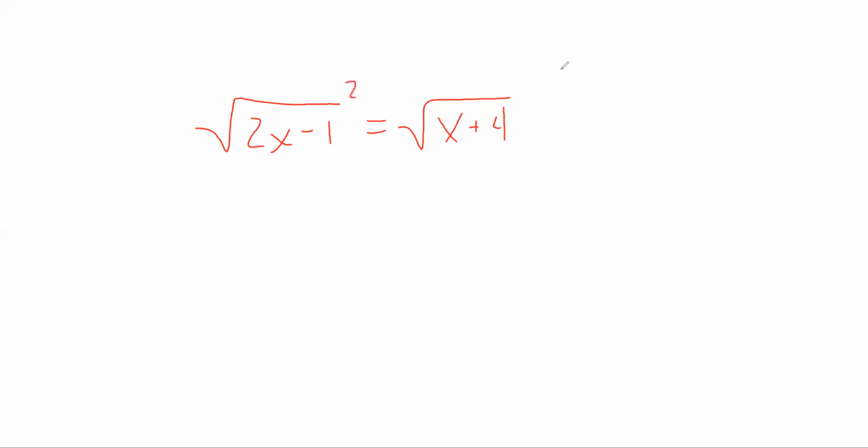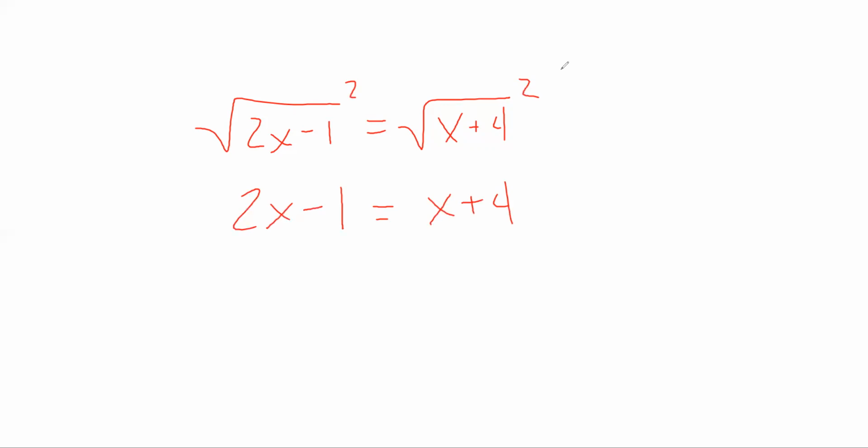So I'm going to square this side and I'm going to square this side, and it gets rid of both square roots. So I get 2x minus 1 is equal to x plus 4. So if there's a square root around it, I don't change anything on the inside. If there's not a square root, then I have to square it. Okay? All right. So what do I do next?